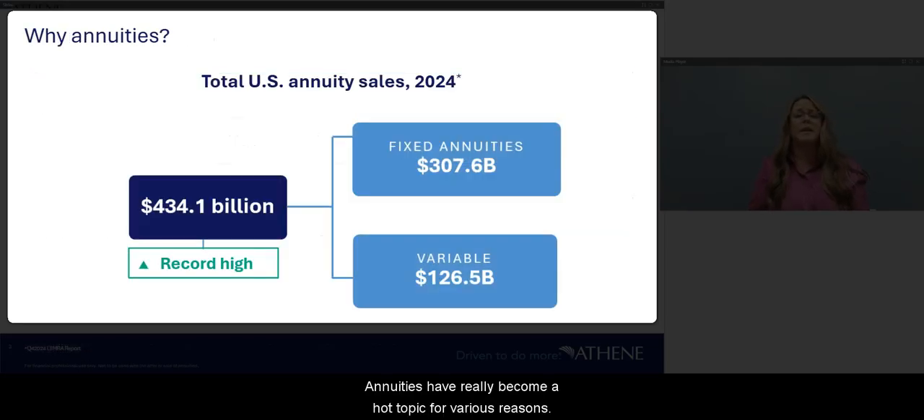Annuities have really become a hot topic for various reasons. Higher interest rates. The higher interest rates have made annuities more attractive because they can offer a better return compared to the low interest environment of the past decade. Market volatility. When the stock market experiences significant ups and downs, many people want to look for a stable and more predictable income source, which annuities can provide.